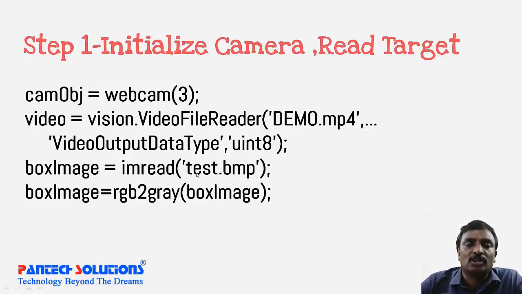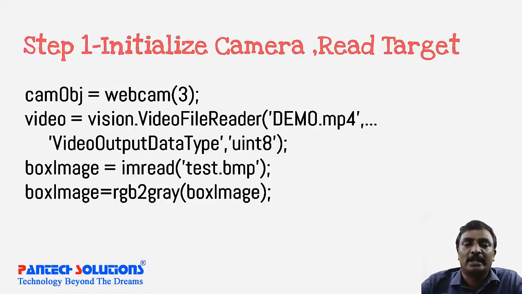This imread of test.bmp is the target image which I'm going to read, and that's a box image. And rgb2gray, I'm just going to convert it to grayscale. The target image is my ID card. I'm going to read this test.bmp, which is my ID card image, and convert it to grayscale. So this is step 1. First you read the video which has to be embedded, then read the webcam, then read the target image and convert to grayscale. Okay, it's simple.